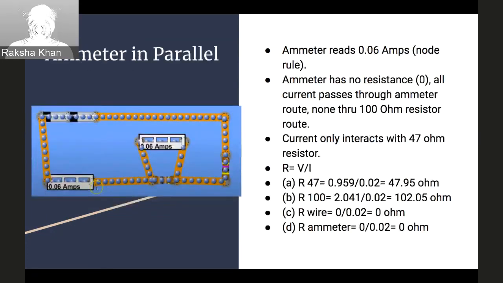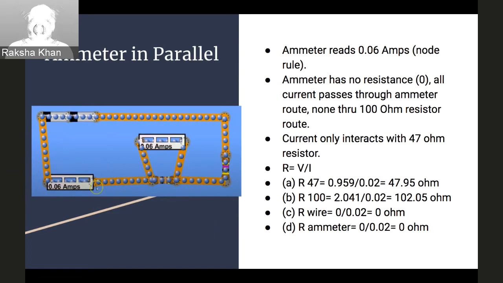And if our ammeter was in a parallel circuit, then the ammeter would still read 0.06 amps because of the node rule, and the ammeter has no resistance, so it's zero, and then all current would pass through the ammeter route and none would go through the 100 ohm resistor route, and because of that, current only interacts with the 47 ohm resistor.